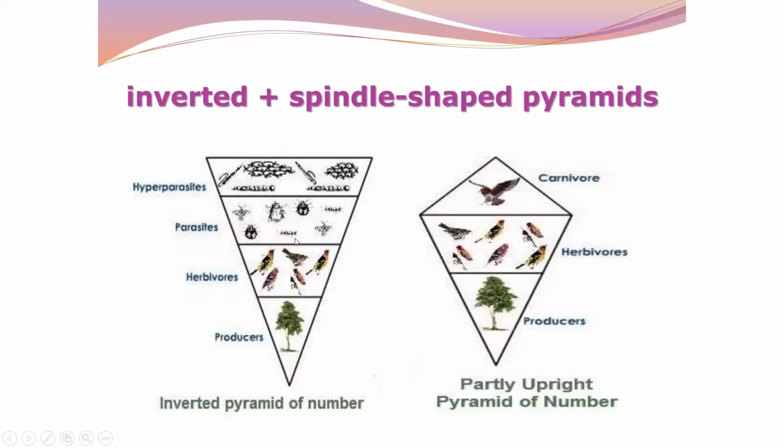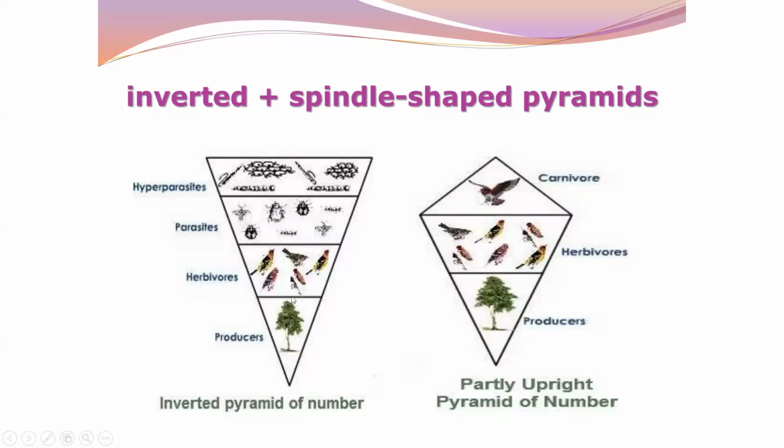When compared to these parasites, the hyperparasites are more again. Hyperparasites means parasites which grow on other parasites; they are called hyperparasites. So it comes under the parasitic ecosystem. Here it is inverted, based on the pyramid of numbers.